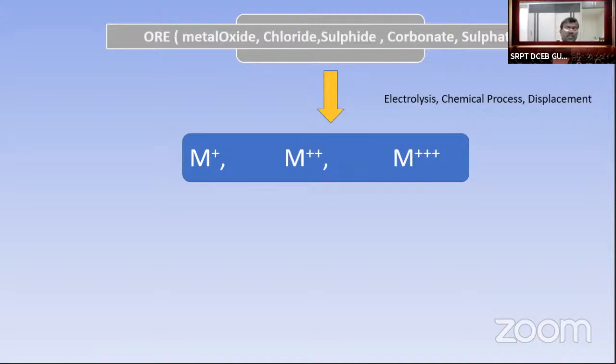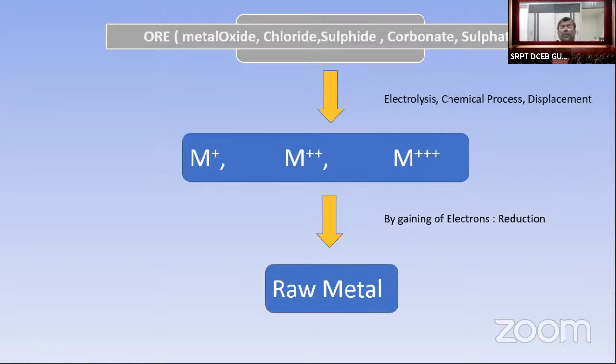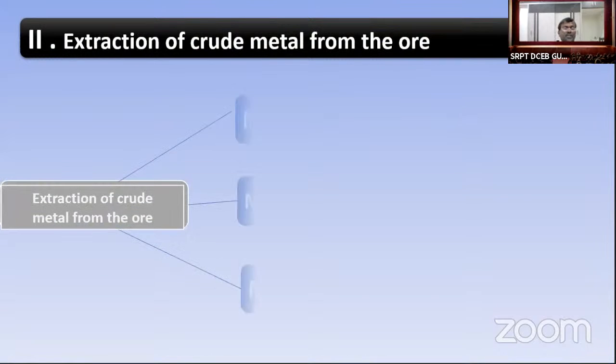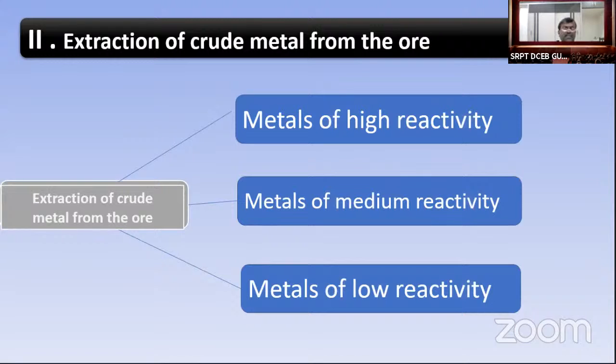Actually, metals are in the form of +1, +2 and +3 valencies. When the ore undergoes the chemical reaction named reduction, we get the raw metal from the ore. By the process of reduction only, we can extract the metals from the ores. This is all we have learned in our previous class. So these are the steps involved. Based on the reactivity of the metals, we can adopt different methods for different ores.